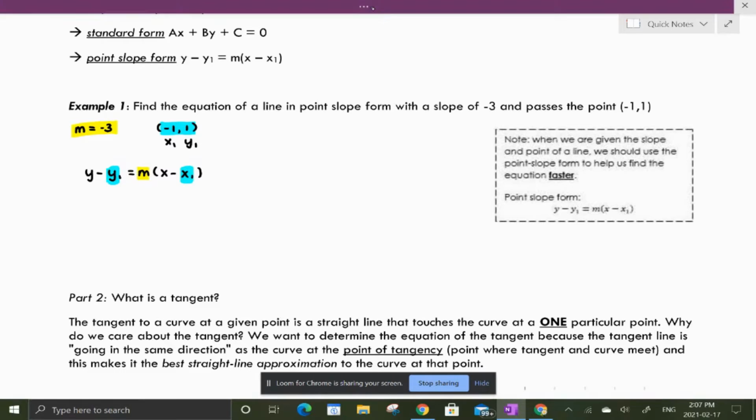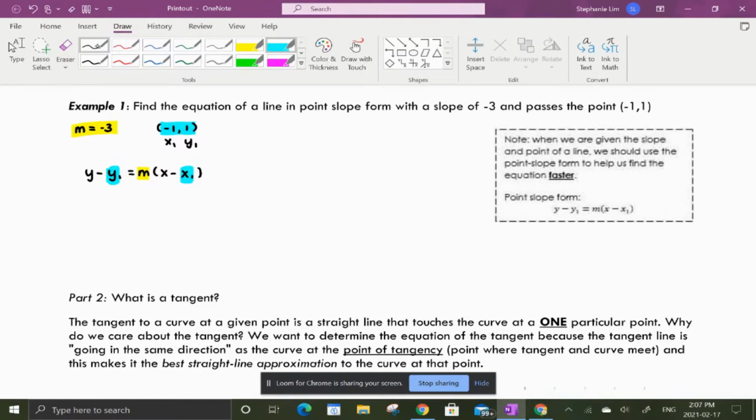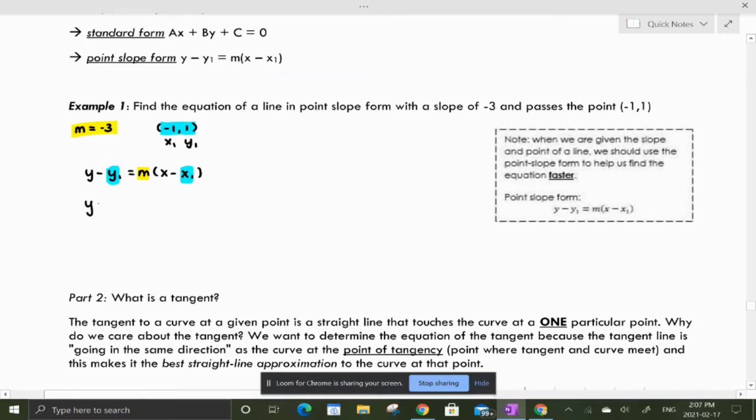So let's do exactly that to help us create the equation of our line. So I'm going to have y minus, my y1 is just +1, equals, my m is -3, and then I've got x minus, now my x1 here is -1, so that's why I have it in brackets just to preserve the sign. So what I've done here is I've plugged in my slope and my point into the point-slope form, and what I'm going to do is simplify.